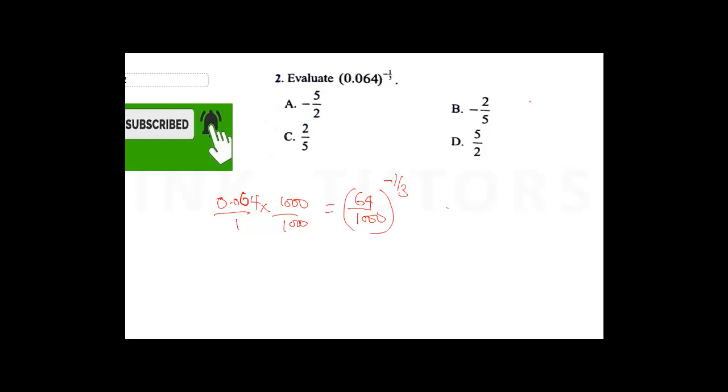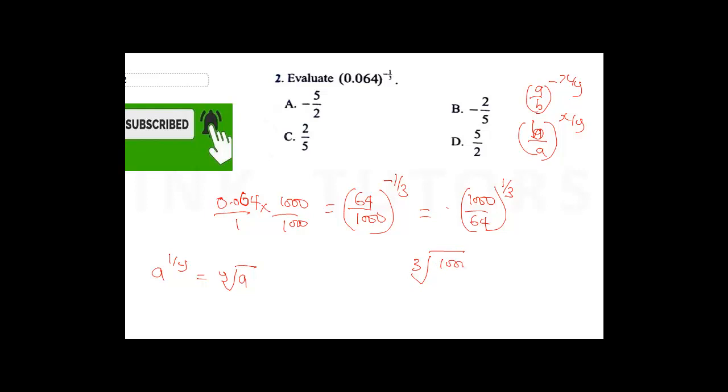Now there's a law in indices, it's called the inverse law. It says if you have a over b all raised to power minus x over y, you inverse the one in bracket, you now have b over a, now you now have x over y. So this means this can now be said to be 1000 over 64 all raised to power 1 over 3. Then another law in indices says if you have a raised to power 1 over y, you can now say it is the yth root of a. So having 1000 over 64, you can now say this is the third root of 1000 over 64.